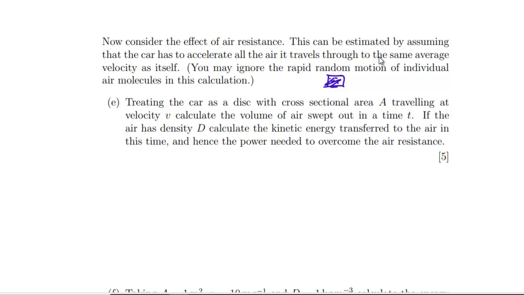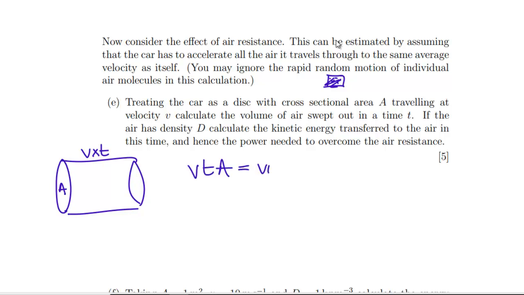Treating the car as a disk with cross-sectional area A travelling at velocity v, calculate the volume of air swept out in time t. So we've got this disk of area A, which is sweeping out some kind of volume. Velocity times time is distance, so that's v times t. We just multiply those things together, so v times t times A equals the volume of the air.